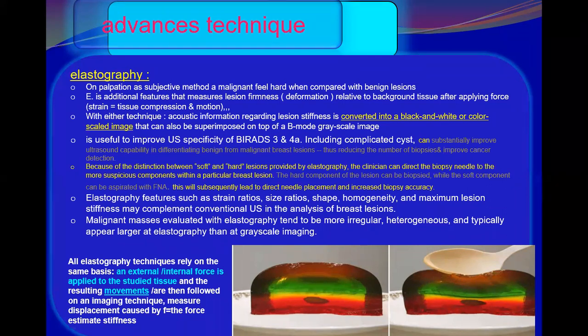Generally, ultrasound is a good modality with relatively good sensitivity but lower specificity. So one of the methods that improve ultrasound specificity is elastography. It is usually recommended for equivocal lesions. If the lesion is suspicious, regardless of elastography, it has to be biopsied. If it is a simple cyst, there is no need to do elastography.